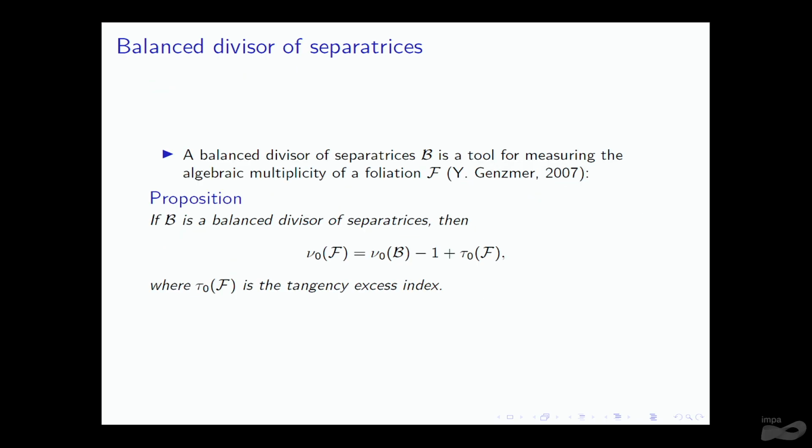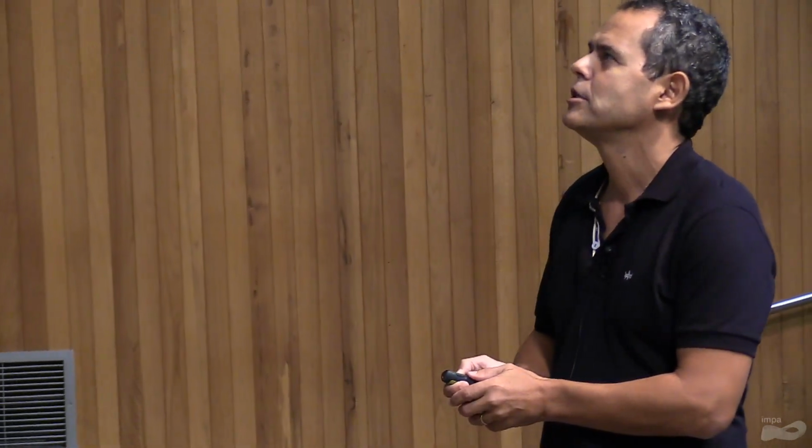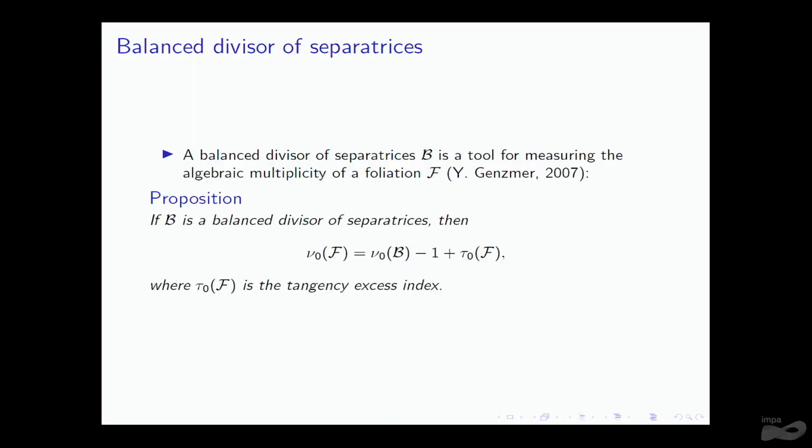Okay? Why is this concept important? Because it's a very nice and effective way to control the order, or the algebraic multiplicity, of the foliation. We have this result by Rogério. The order of F is the order of B, the balanced divisor of separatrices, minus 1 plus tau, the tangent excess index. Okay.